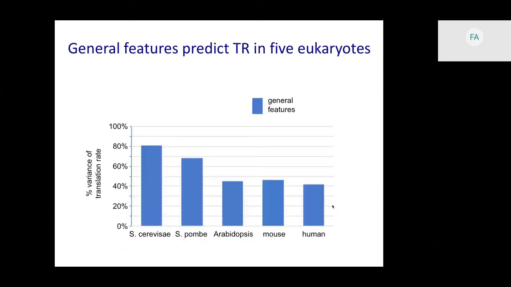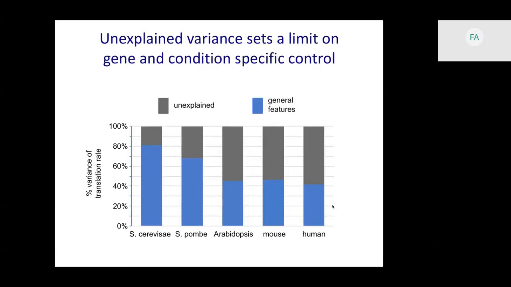If you think about it, these results also set an upper limit on the amount of control by the gene and condition-specific regulators, the microRNAs, etc. This is simply given by the unexplained variance in our model, the gray shading. In addition, the fact that the general features account for a higher proportion of control in these 2 yeasts is actually consistent with the fact that these yeasts do not encode any microRNAs and they encode fewer sequence-specific RBPs than multicellular eukaryotes. So the differences in the heights of these blue bars make some sense.